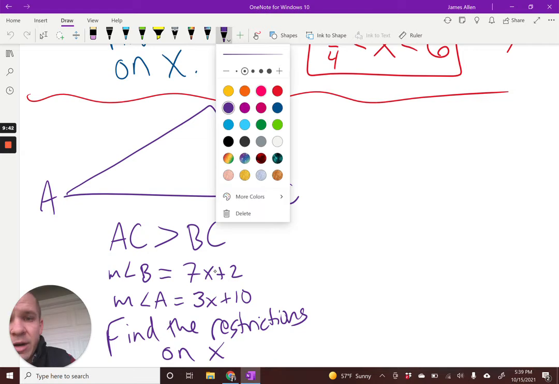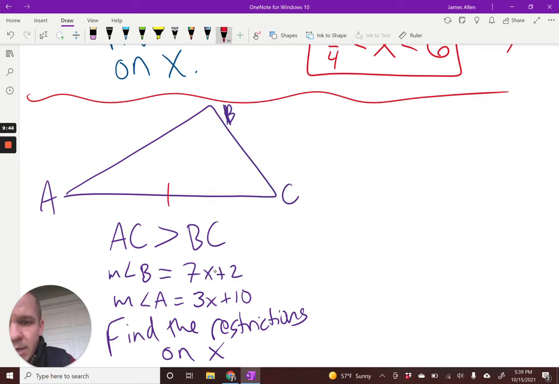So I have AC is greater than BC. So I'll put 2 tick marks and 1 tick mark. Well, that means that angle A is going to be the smaller one compared to angle B. The larger angle will be across from the larger side, the smaller angle across from the smaller side. Wonderful. Does that sound good?